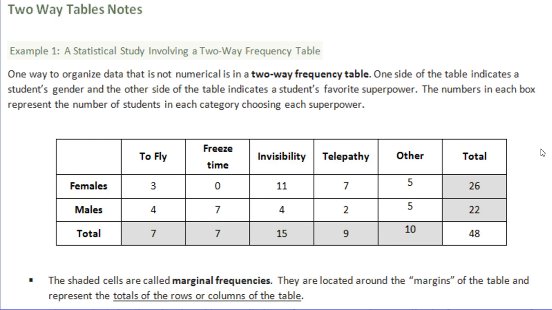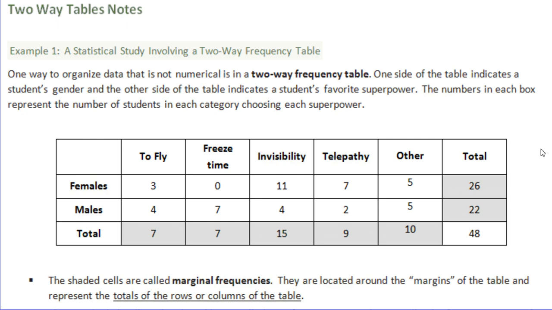All right, another way we can represent our data is in a two-way table. So remember, in a two-way frequency table, the sides are going to tell you the categories that we're breaking them down by. So in this case, we've got a student's gender, and the other side is talking about the favorite superpower that they selected. The numbers in each box represent the number of students in each category that chose the superpower.